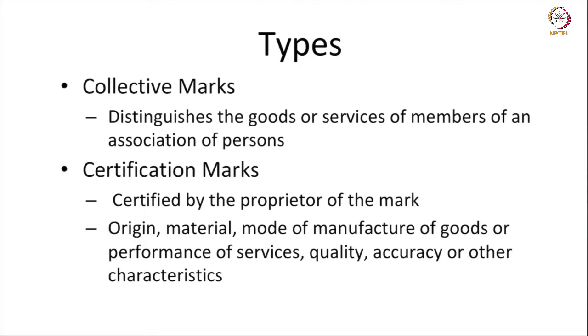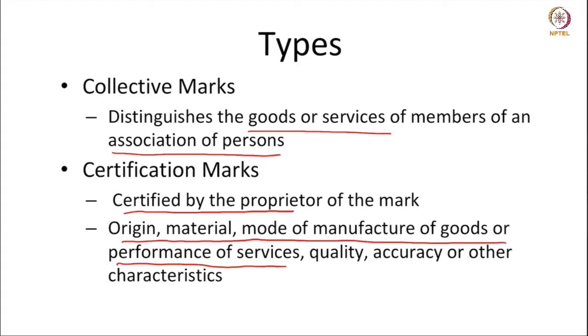Collective marks are used for distinguishing goods or services of members of an association of persons. So they collectively use a mark. Certain trading communities or certain trading bodies would use a mark and would allow the members to use those marks. Certification marks are certified by the proprietor of the mark, and they pertain to origin, material, mode of manufacture of goods or performance of services, quality, accuracy, or other characteristics. So all the quality marks that we know are certification marks. Wool mark is a certification mark.